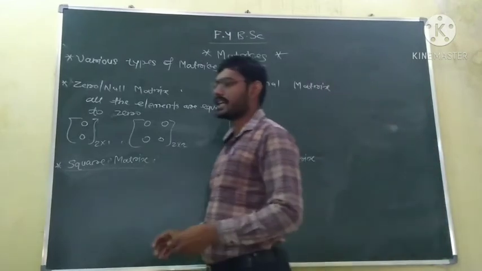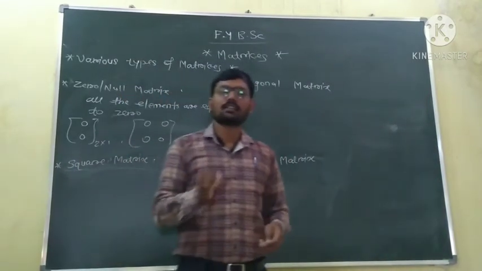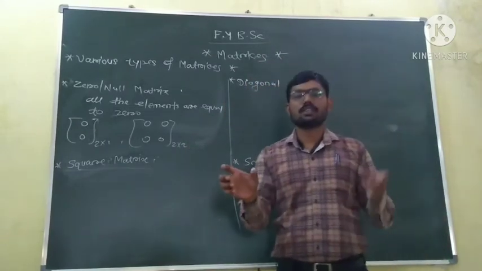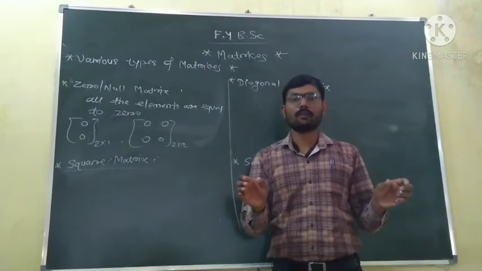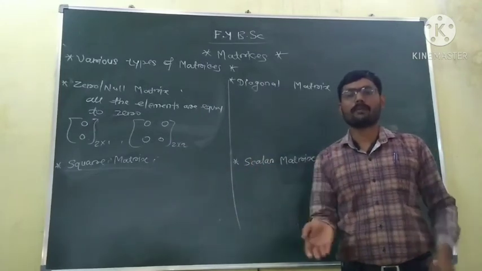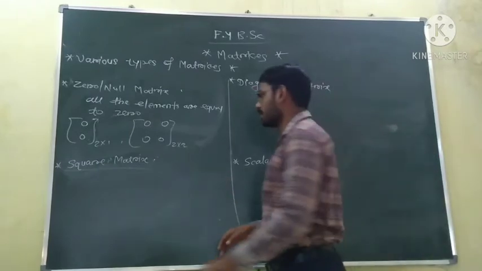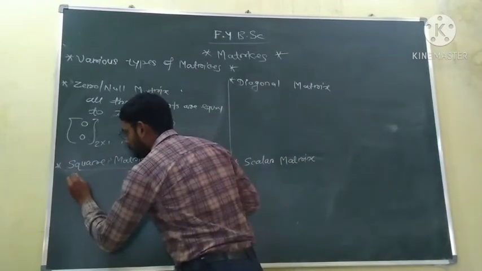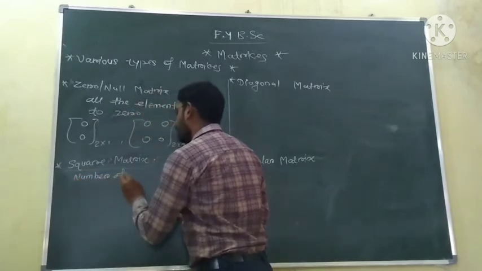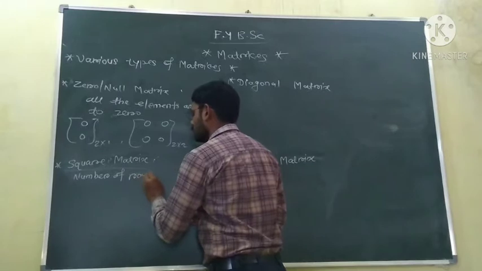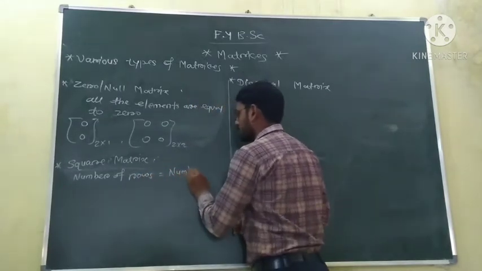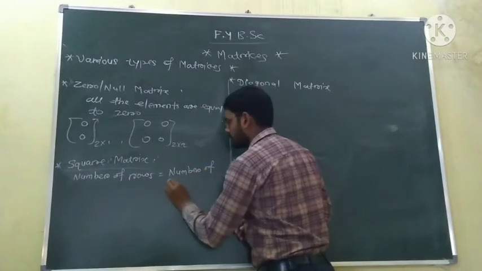Next type is square matrix. You know square matrix? A square matrix means a matrix in which the number of rows is equal to the number of columns. A matrix in which the number of rows is the same as the number of columns is said to be a square matrix.